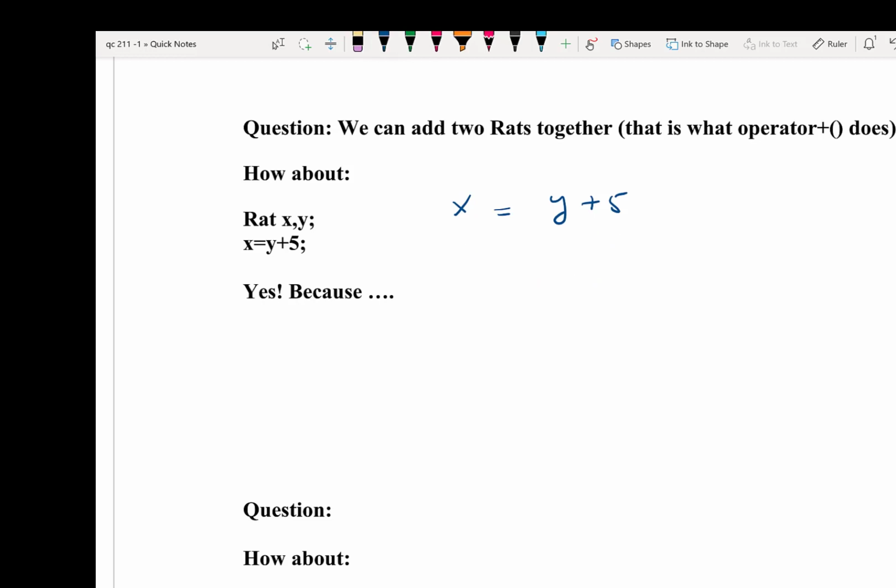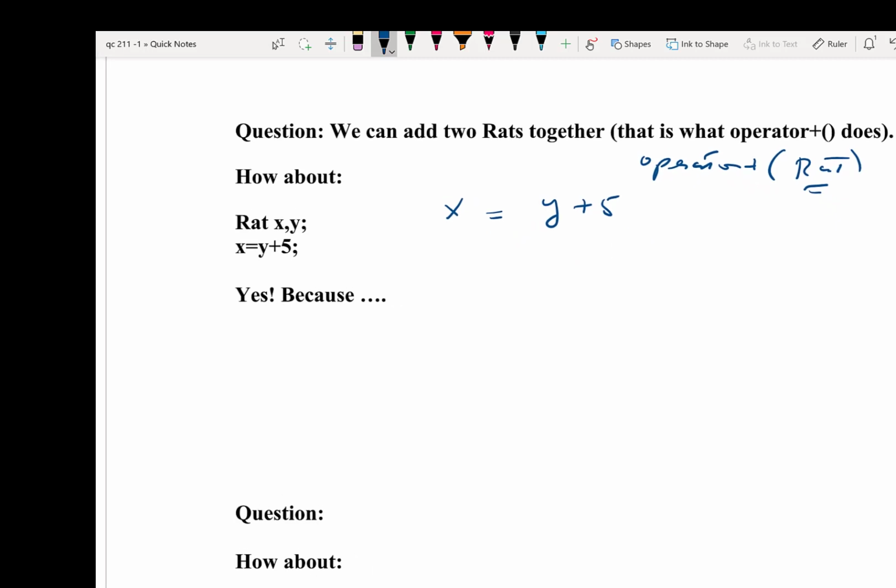So I have an operator plus, right? But my operator plus takes a, what does it take over here? What's the argument that I pass in here? It has to be a rat. And when I have x plus y, as we saw, that's going to be x dot operator plus y, right? This is going to become what? It's going to be y dot operator plus of 5.